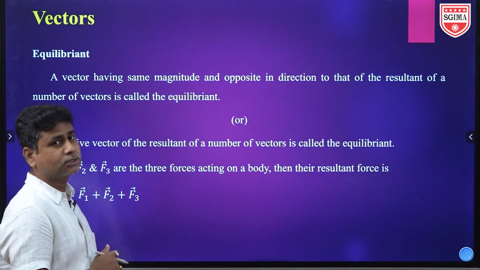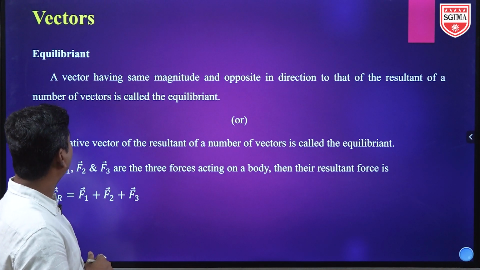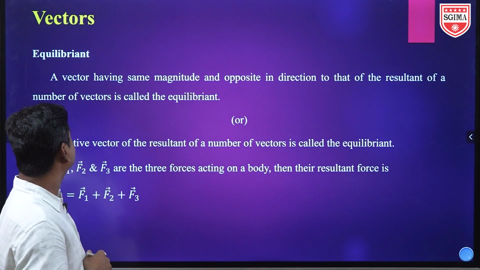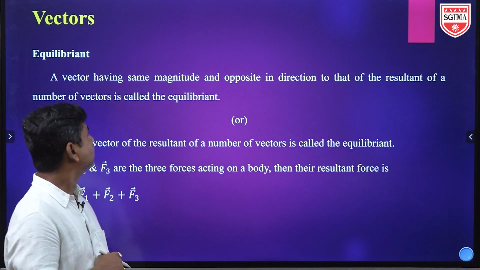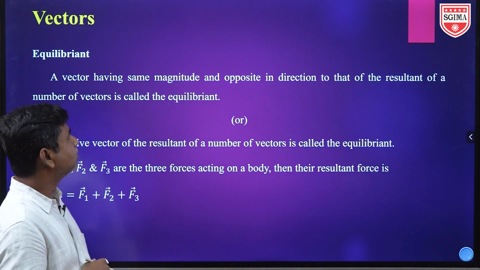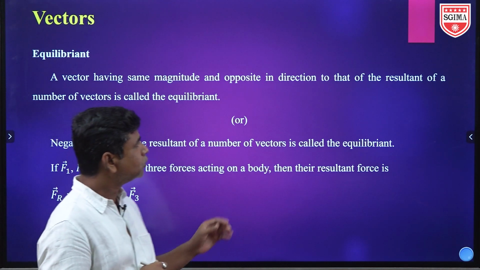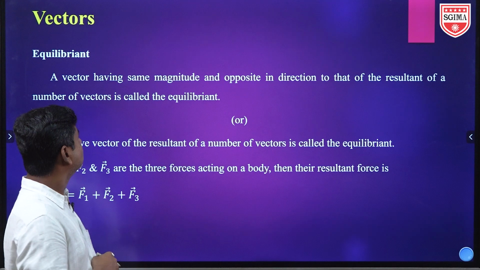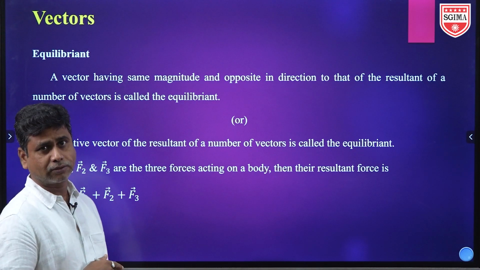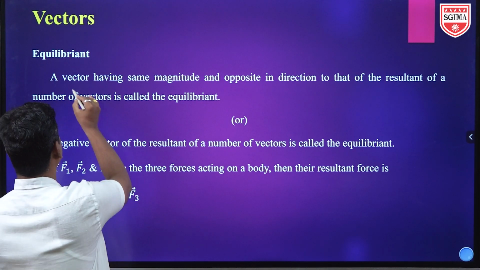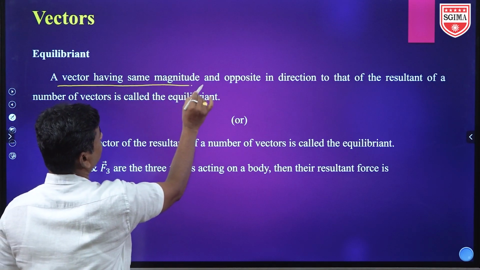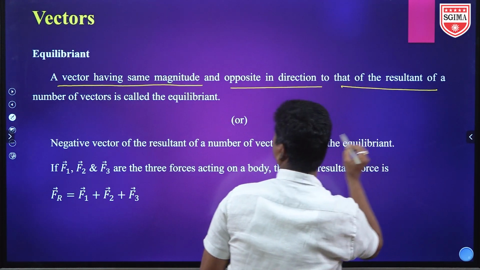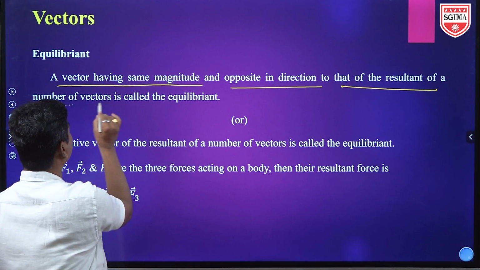The concept name is equilibriant. What about the equilibriant? Otherwise it is also called equilibrium. The statement for equilibriant is: a vector having the same magnitude and opposite in direction to that of the resultant of a number of vectors is called the equilibriant.